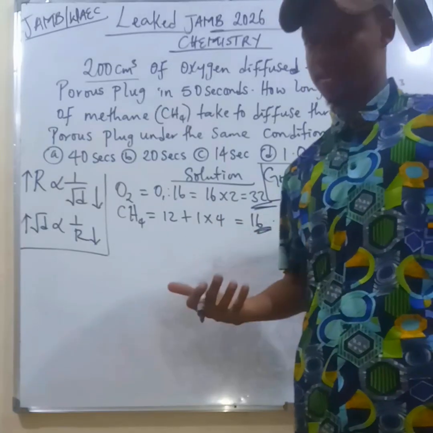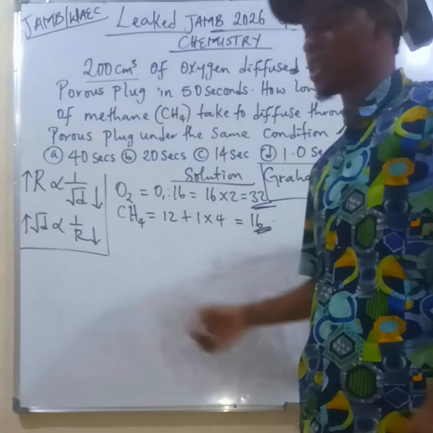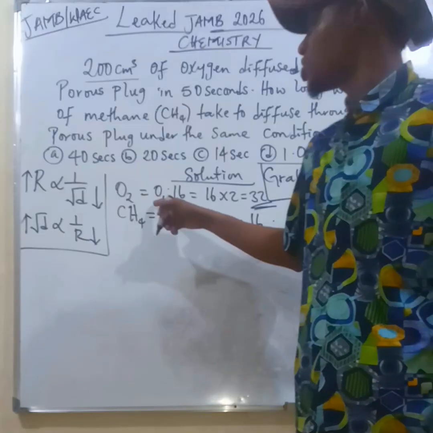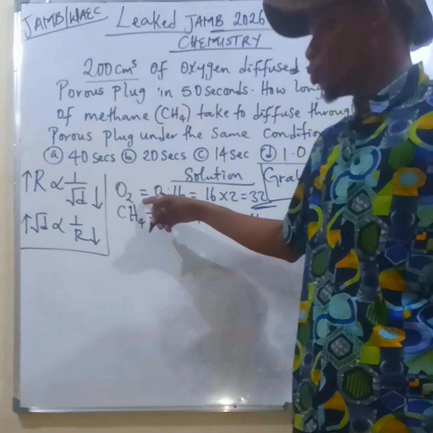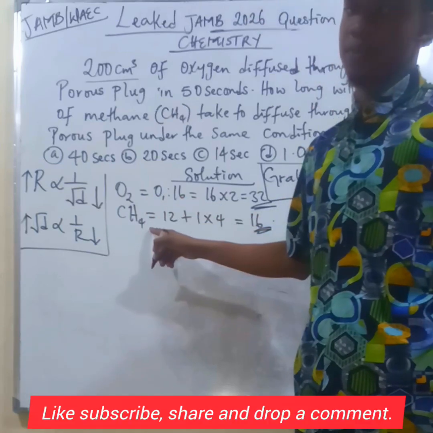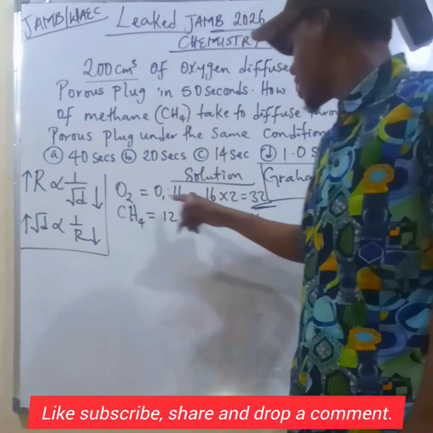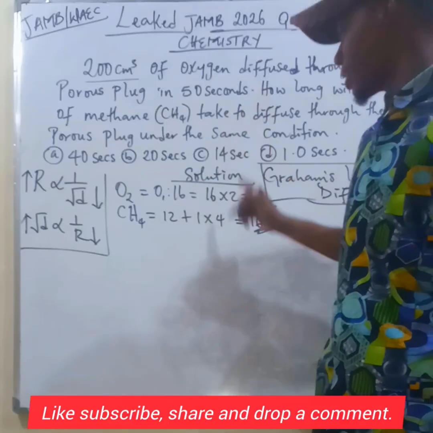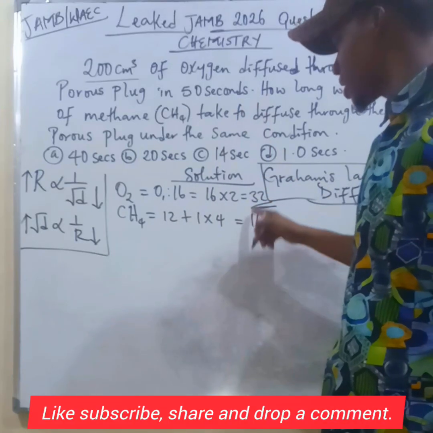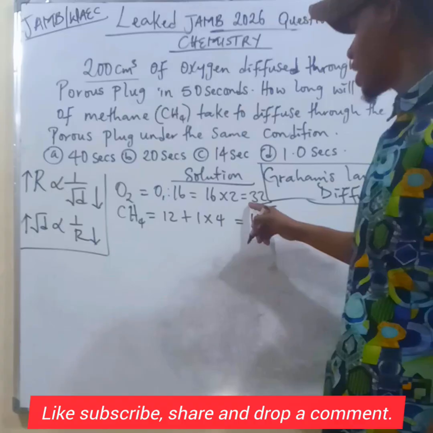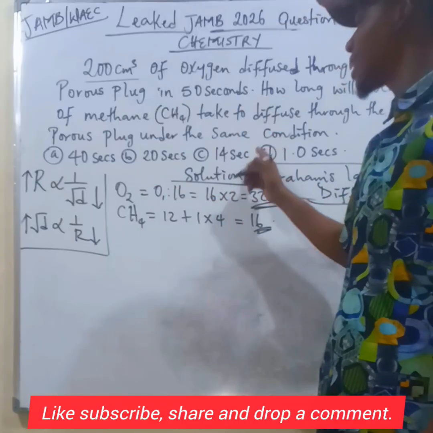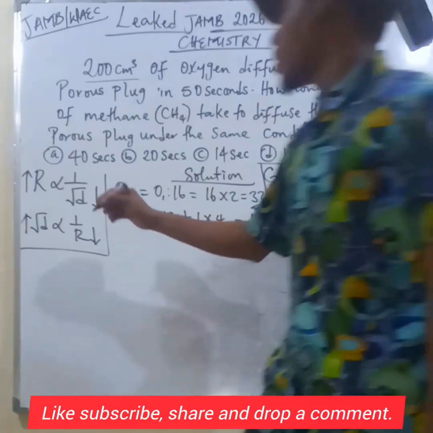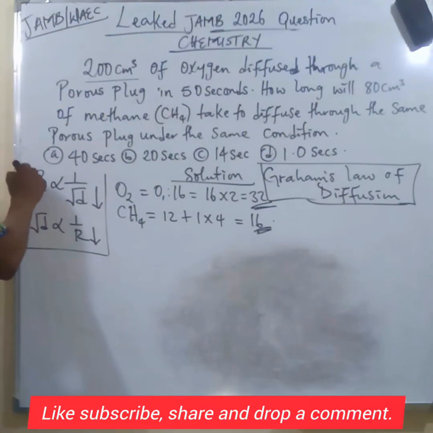Oxygen is more dense than methane. So now, because oxygen is more dense than methane, the rate of diffusion of oxygen will be slower compared to methane. Oxygen has a higher molecular mass than methane, 32 and 16, 32 is bigger. So because it has a higher molecular mass than methane, you will now say oxygen is denser than methane. So now remember, for the rate of diffusion to be high, the density needs to be low.